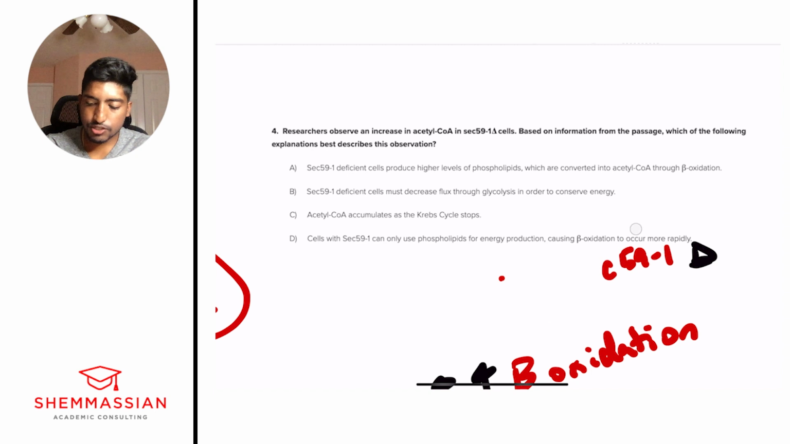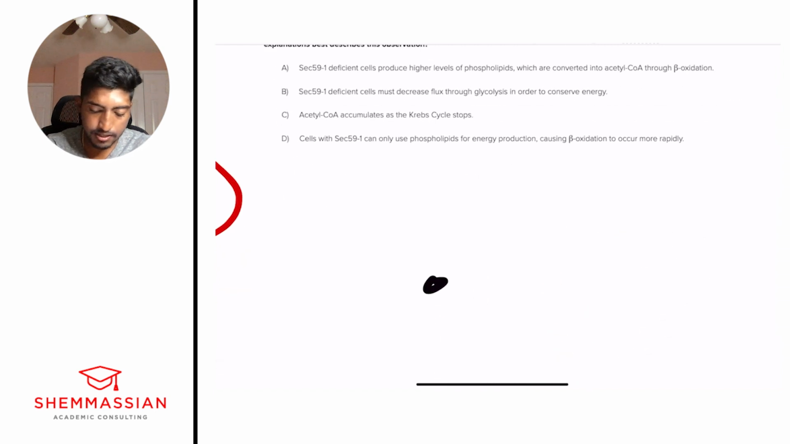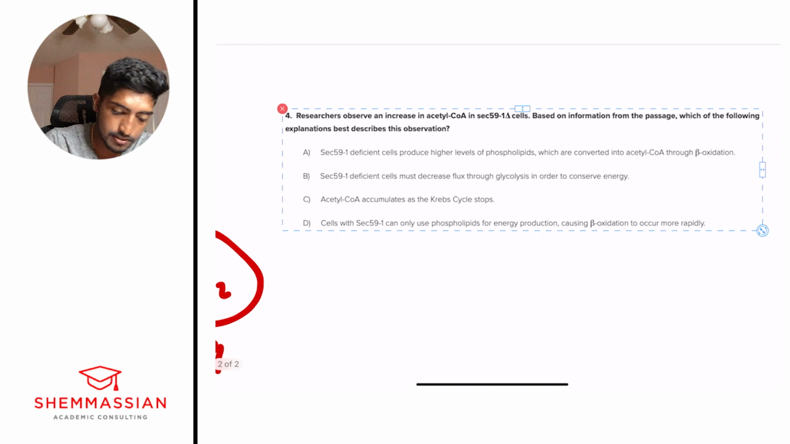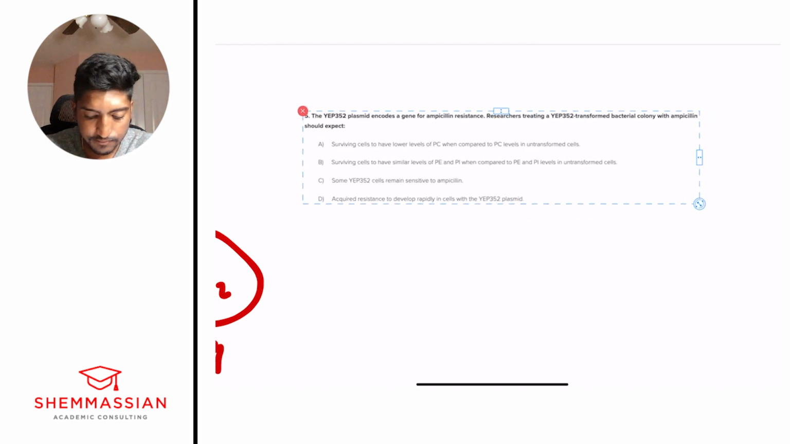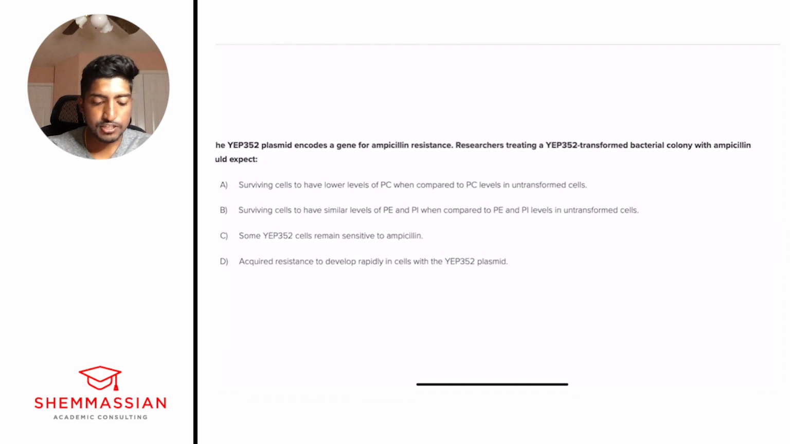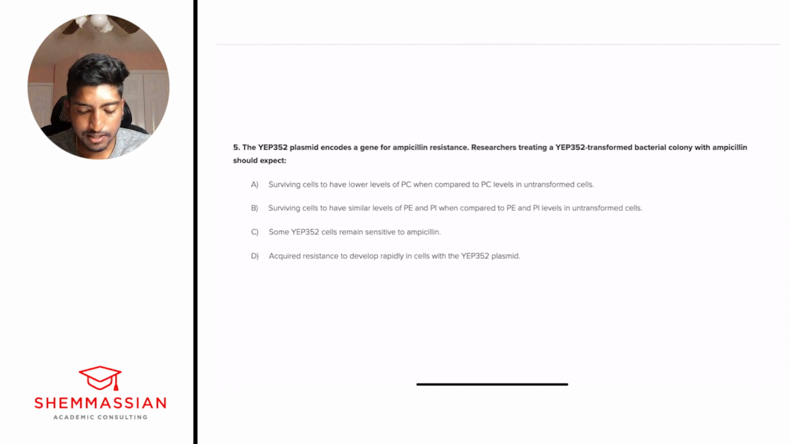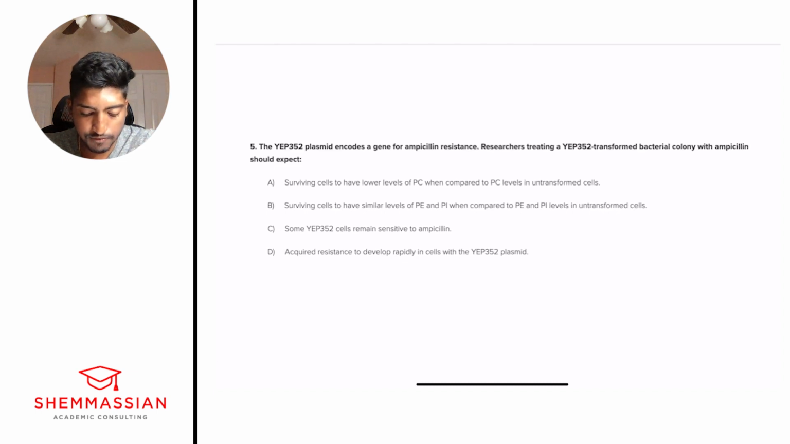All right, on to our final question of the day. Question number 5. The YEP352 plasmid encodes a gene for ampicillin resistance. Researchers treating a YEP352 transformed bacterial colony with ampicillin should expect A, surviving cells to have lower levels of PC when compared to PC levels in untransformed cells, B, surviving cells to have similar levels of PE and PI when compared to PE and PI levels in untransformed cells, C, some YEP352 cells remain sensitive to ampicillin, D, acquired resistance to develop rapidly in cells with the YEP352 plasmid.